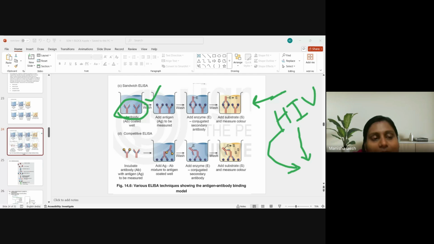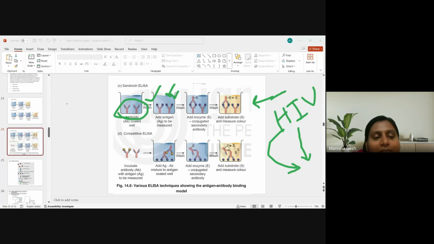Then washing is done to remove any unbound antibody. So if anything is not bound, it will be released in the wash. Only the antibody that is bound to the well will remain. Then next you are adding antigen to it. So if your specific antigen is present, it will bind to the antibody, or else it will not bind.